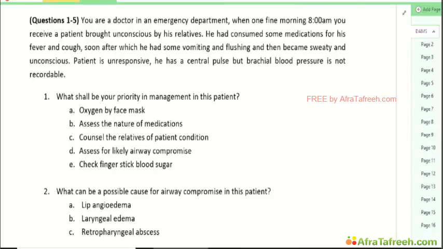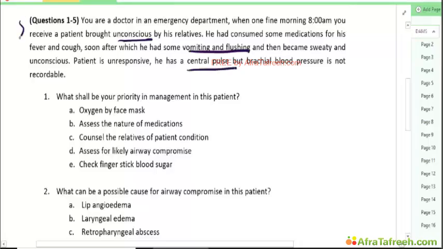So coming up first is a scenario. Assume that you are a doctor in the emergency department. One fine morning at 8 a.m., you receive a patient who was brought unconscious by the relatives. He had consumed some medication for his fever and cough, soon after which he developed vomiting, flushing, and then became sweaty and unconscious. The patient is unresponsive. He has a central pulse, but brachial blood pressure is not recordable. Okay, so this is quite a serious patient who has presented to the emergency department.